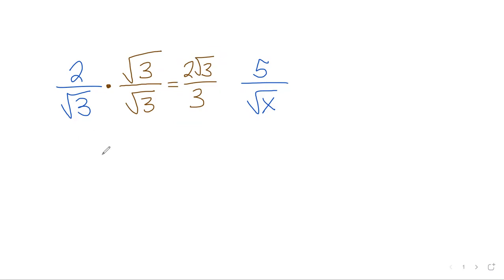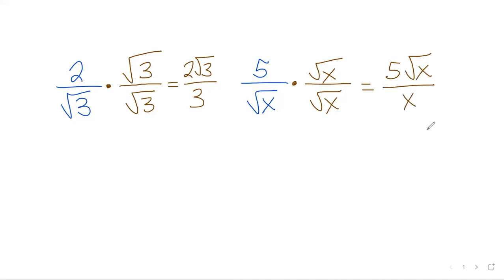And it would be similar if we had, in this case, not the root of a number, but the root of a variable in the bottom. We could multiply by root x over root x. On the top, we'd have 5 root x. And on the bottom, root x times root x is x. And that would be the final version of this.